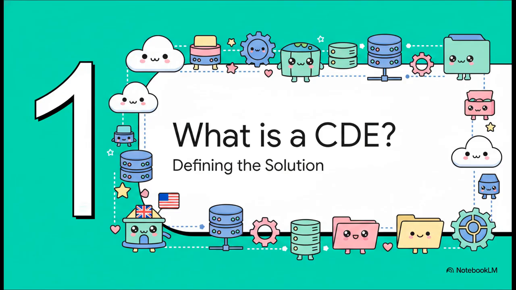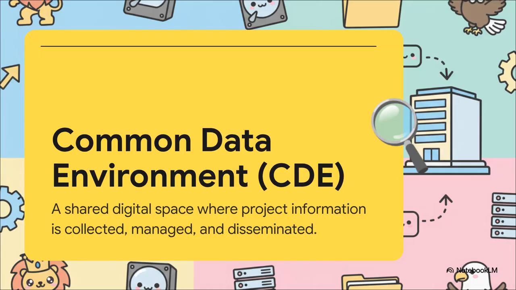What exactly is a common data environment? So, according to the international standard, ISO 19650, it's a shared digital space where all your information is handled through a controlled process. But listen, don't mistake this for just a shared Dropbox folder. The magic word here is controlled. It's a highly structured system with really strict rules that's designed for the wild complexity of a construction project.